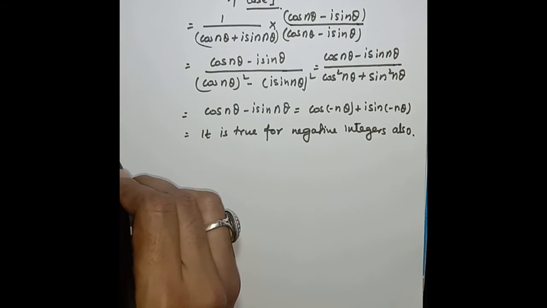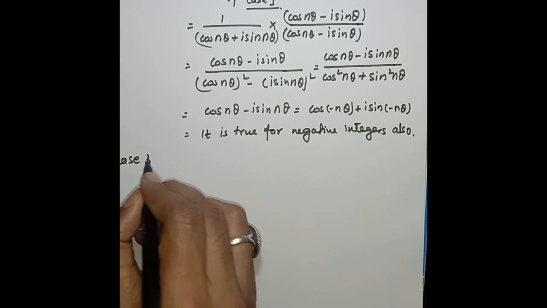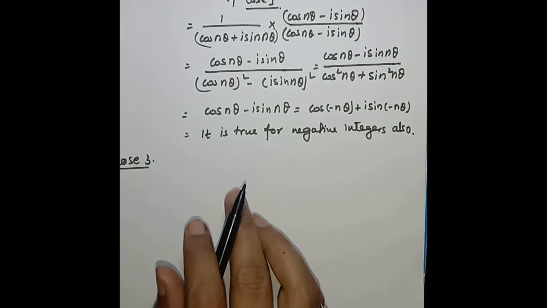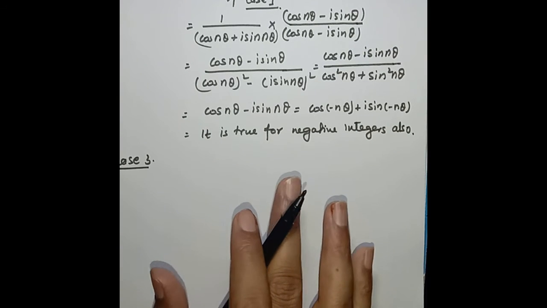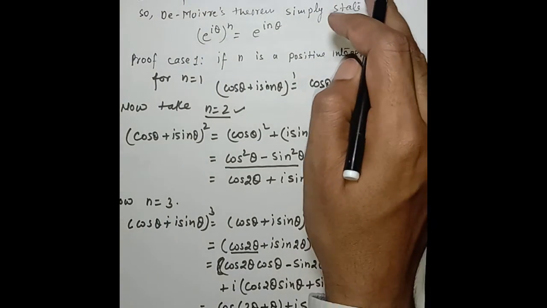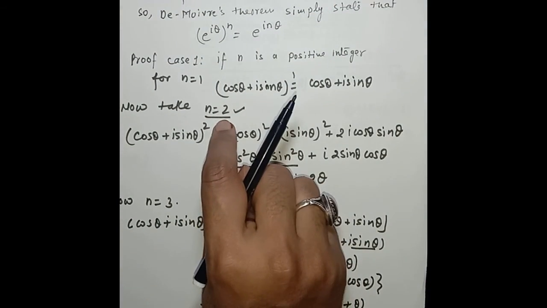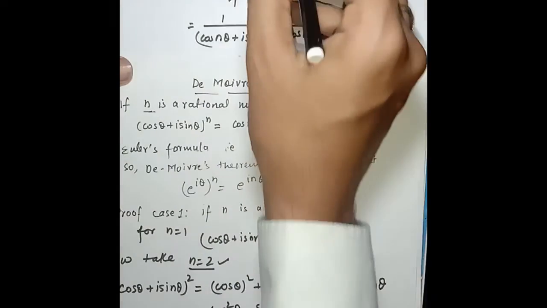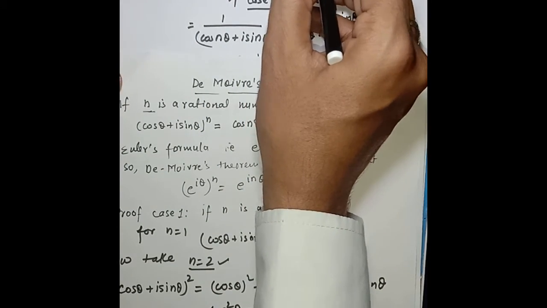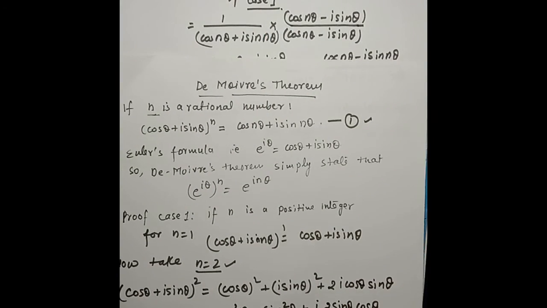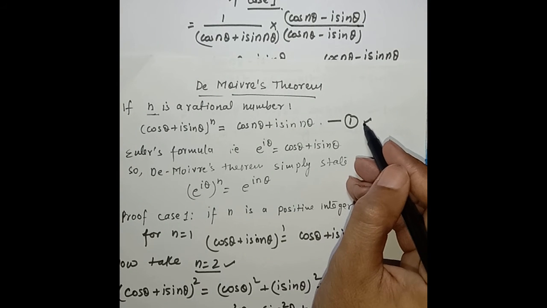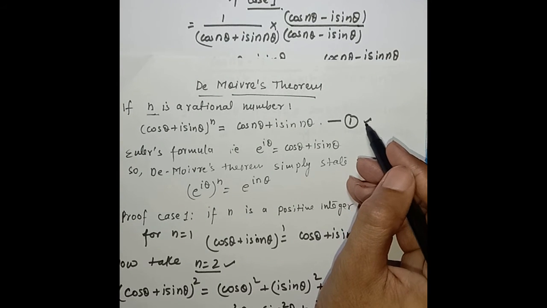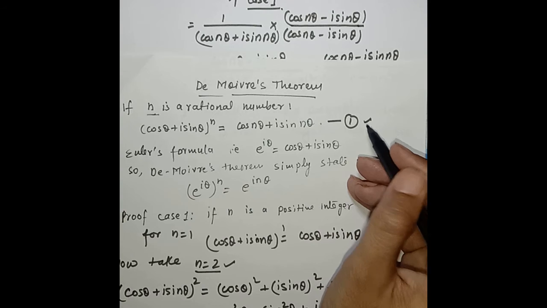In case 3, we have seen that equation number 1 is true for positive integers and it is also true for negative integers. Now we are going to prove equation number 1 is also true for fractions, either positive or negative.